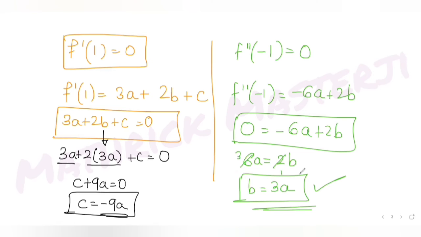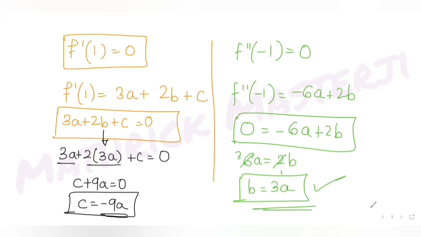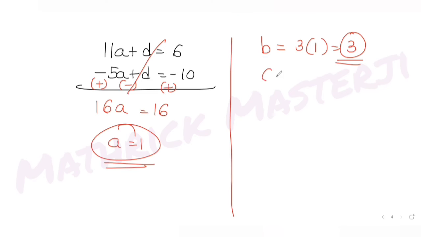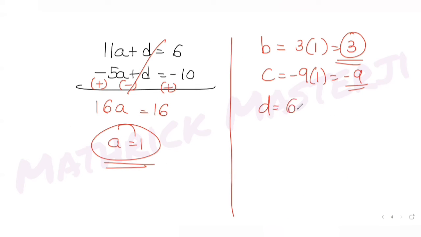Once I get a, let's figure out all of them. So b becomes 3a, so 3 into 1, which is 3. Now, once I have b equals 3, I can use the other idea to find c also. We know that c is minus 9a, so c becomes minus 9 into 1, which is minus 9. And the last one we have to find is d. I can find it by putting it in any one of the equations. So from here, d becomes 6 minus 11a, so d becomes 6 minus 11 into 1, which is basically minus 5. So I have all the four of them with me.